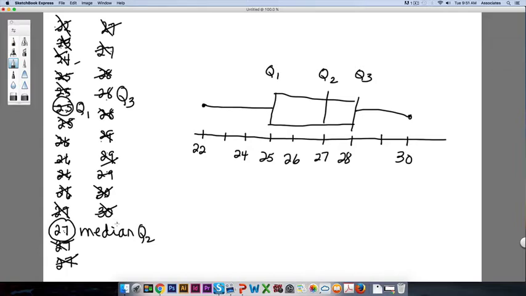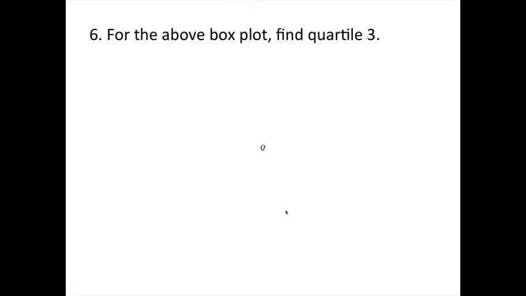So for number 6, it asks me for Q sub 3, and all I do is write the value for Q sub 3, which is 28. All right, let's go back to the PowerPoint and see what number 7 asks us.